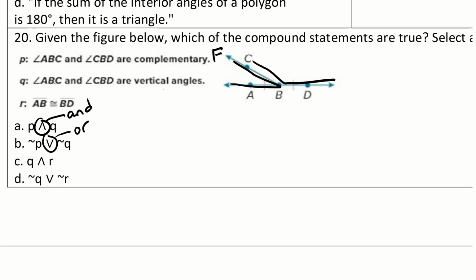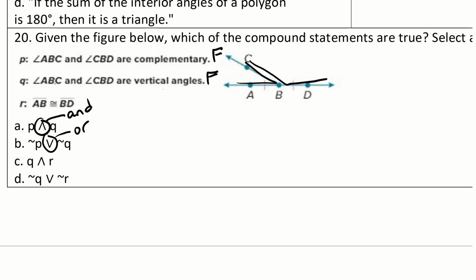So this is false. Now Q, it says ABC and CBD are vertical. Is that true here? Are these angles vertical? No, they're not vertical. Vertical is when you have an X, and it would be like the angles opposite, this angle and that angle. That was vertical. Okay. All right, so that's also false.